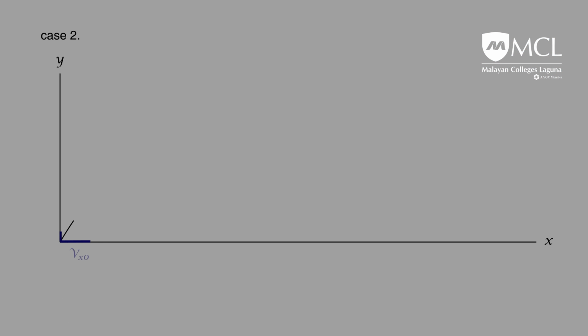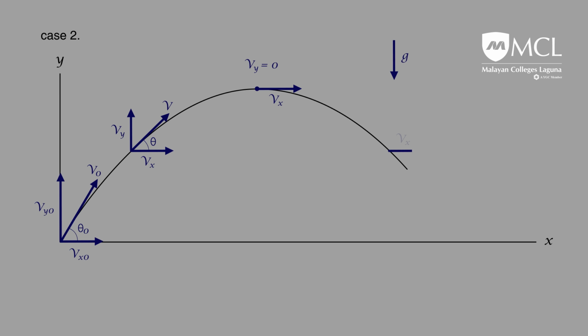Case 2. A particle is given an initial velocity and it makes an angle to the horizontal. So it has v sub x and v sub y velocities. As the particle goes up, its vertical velocity decreases, as the length of an arrow pointing upward gets shorter. At its maximum height, the vertical velocity of the particle is 0. However, the horizontal velocity remains constant.